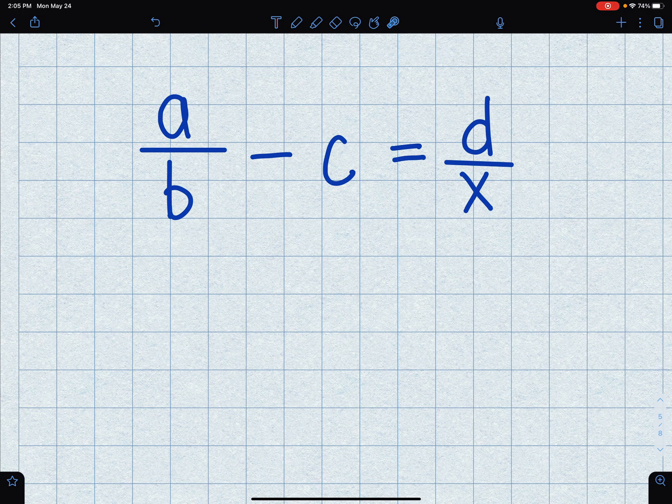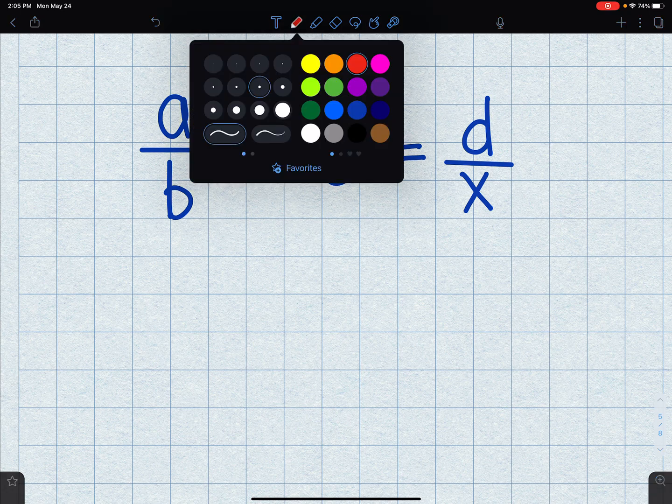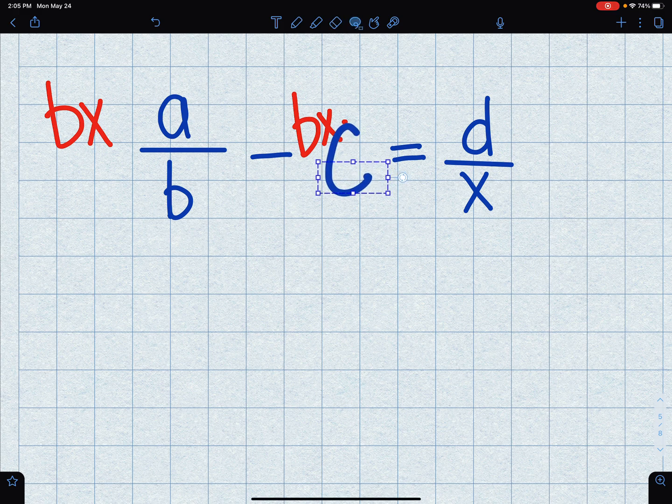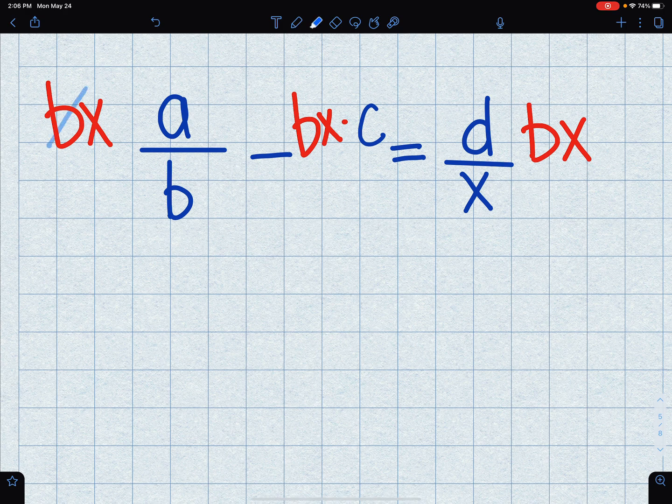First, let's eliminate all the denominators by multiplying by the LCM. So the LCM is going to be bx. Even though they're not on the same side of the equation, it's okay. We can multiply everything by bx. That's a multiply, not over. Let me make that clear that this is that, and then multiply this guy by bx. Okay, so what cancels out? So this b cancels this b, this x cancels this x, right?